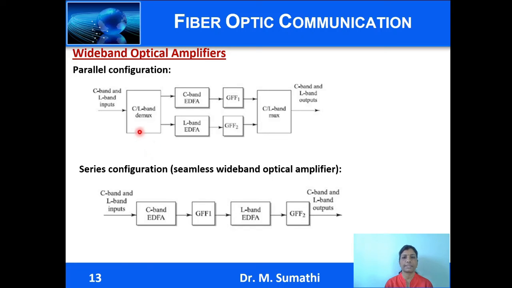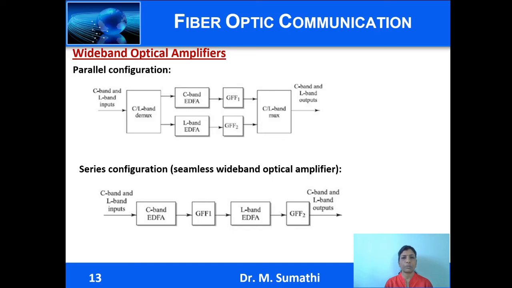And in order to facilitate the separation or filtering of the two bands, a guard band should be provided, and this guard band becomes unusable. The next is the series configuration, also called the seamless wideband optical amplifier. Here the signal is first amplified by one of the amplifiers operating in a specific band, and then it is passed on to the amplifier which amplifies the signal in the next spectrum. The advantage here is that multiplexers and demultiplexers, these couplers, are not required, so the cost is reduced and also the coupling loss is minimized. And we can also have a combination of the parallel and series configuration.